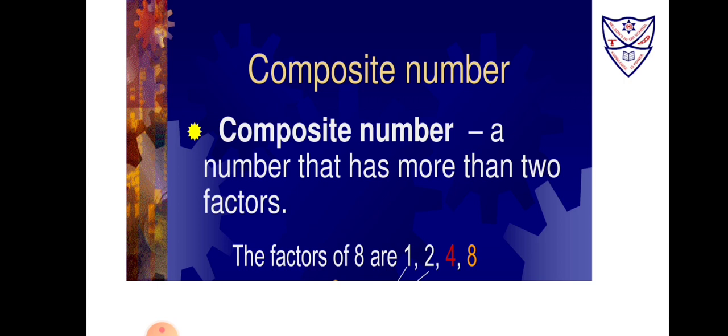Now composite number. What is the meaning of composite number? A number that has more than two factors. For example, if we take 8, then the factors of 8 are 1, 2, 4, 8. So here you can see this is a number having more than two factors. So what is a composite number? Numbers which are not prime are called composite numbers.